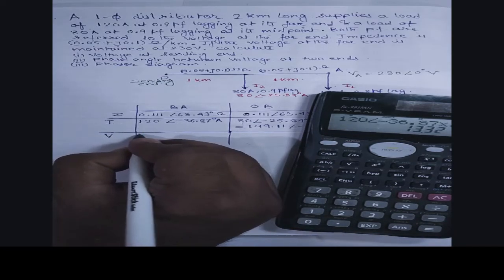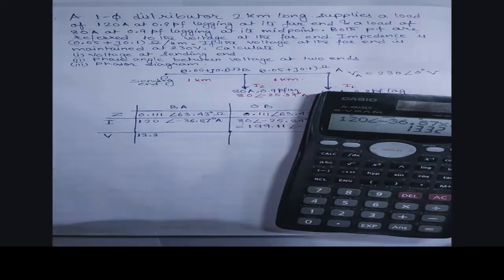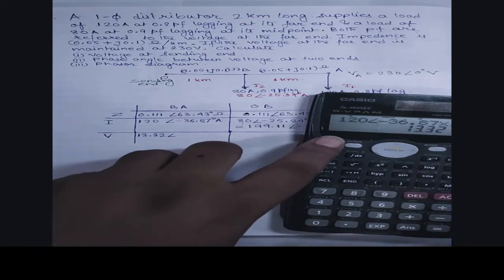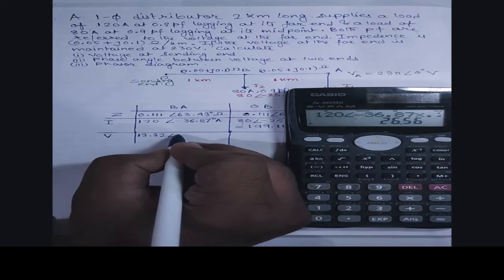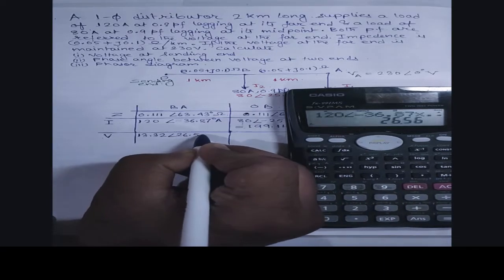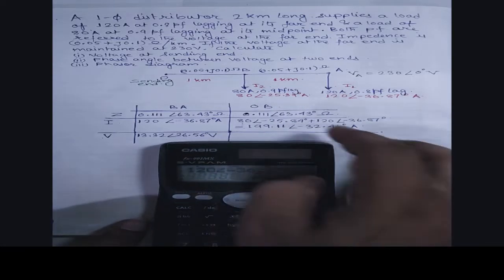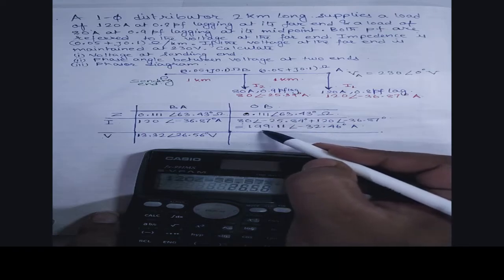It is 13.32 at an angle of 26.56 volt, and the voltage in this branch will be the multiplication of this voltage, this impedance, and this current.